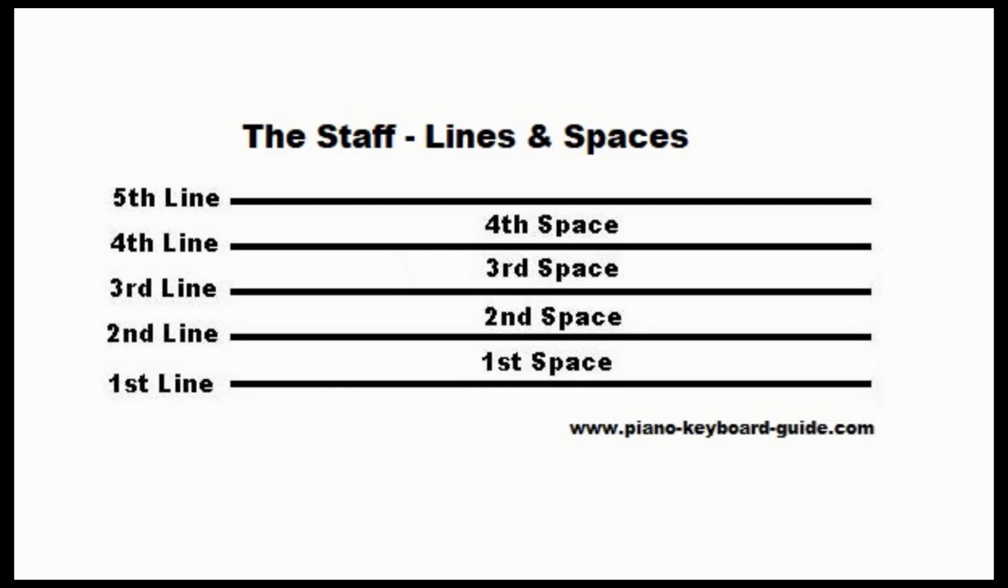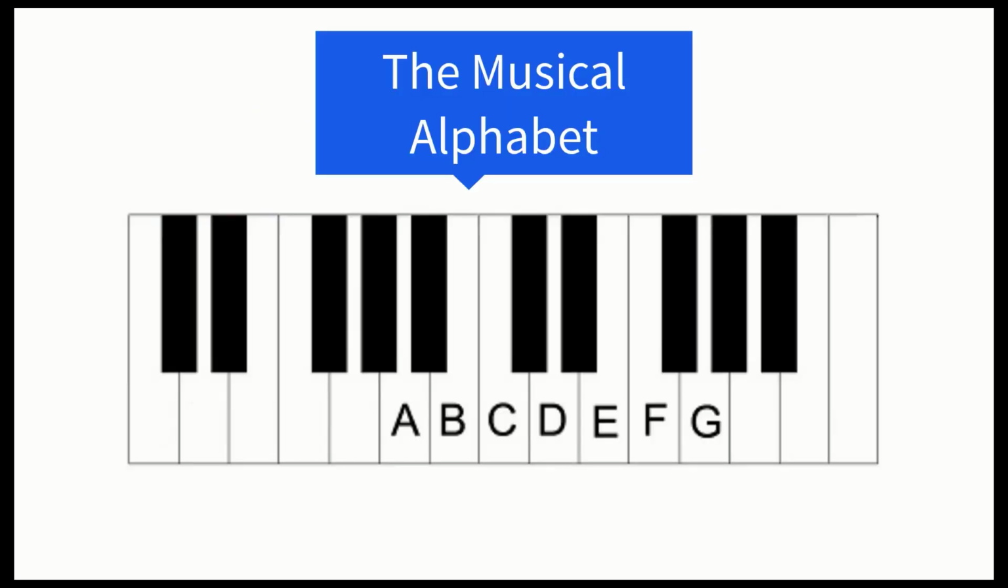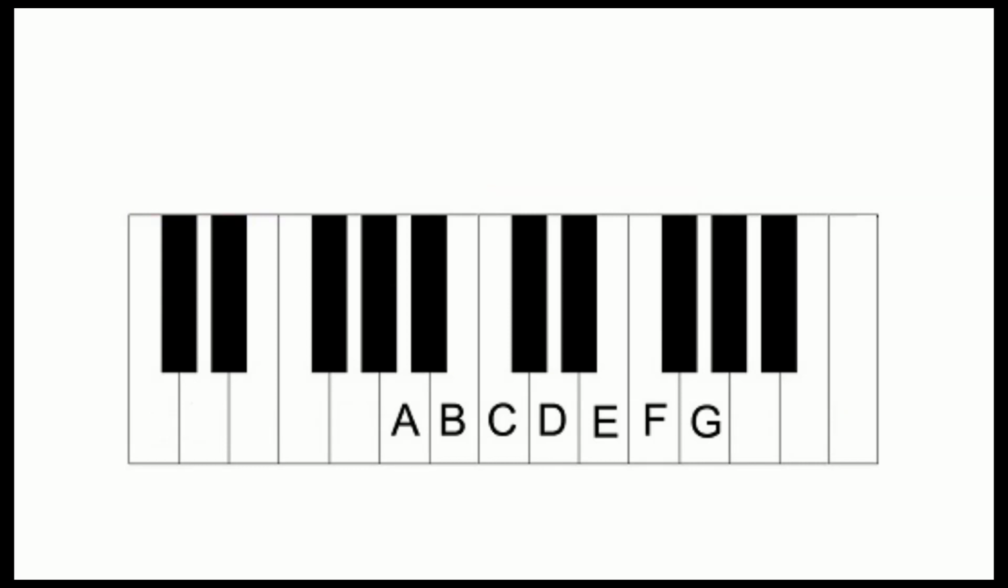In other words, there are various line notes and space notes. Another way to put it is that each line or space is named after a different note. The musical alphabet consists of only 7 letters. These letters are A, B, C, D, E, F, and G.